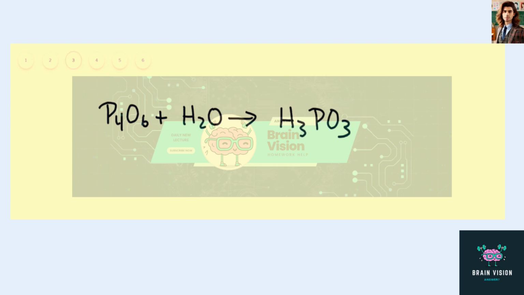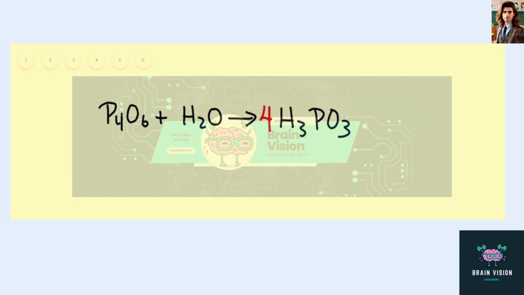The third statement read, the P4O6 can be treated with water to form H3PO3. Looking at this reaction, in order to balance, it will be necessary for us to balance our phosphorus first. There are 4 phosphorus on the left, so we will add a coefficient of 4 in front of the product.